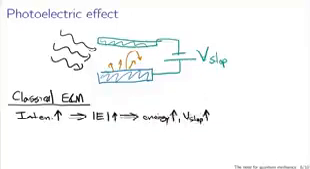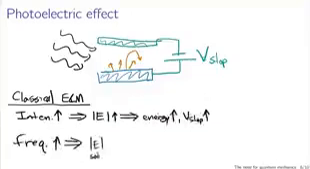The other parameter of this incoming light is its frequency. So we can think about varying the frequency. Now, if I increase the frequency, I don't necessarily have more intense light. The electric field magnitude is going to be the same, which means the energy and the stopping voltage will also be the same.